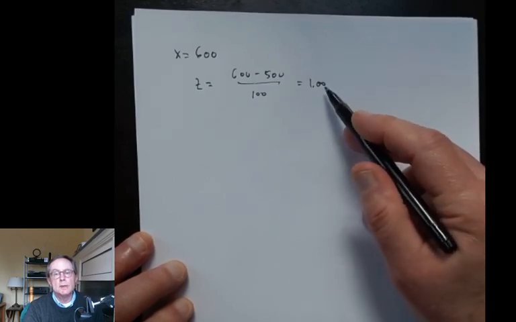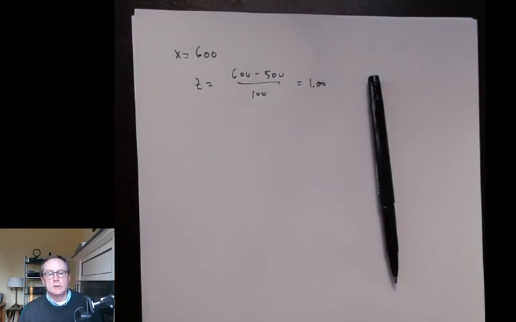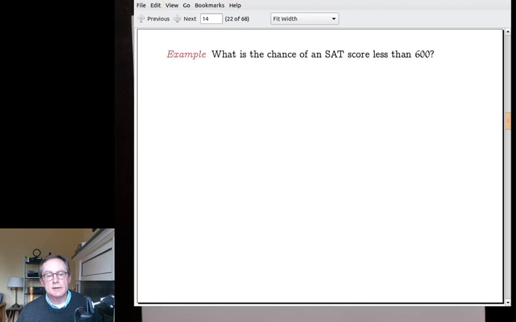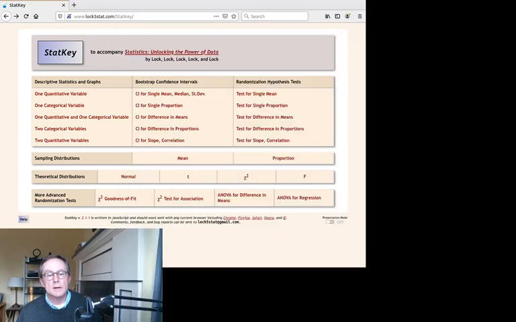What percentage of people get a 1.00 or below? Okay, well, we'll ask StatKey that question. So let's see. I'll get rid of that, and I'll bring up StatKey if I can find it. There, I think that's it. Oh, I told you to go away. Why did you not go away? And go away. Okay, there we go.